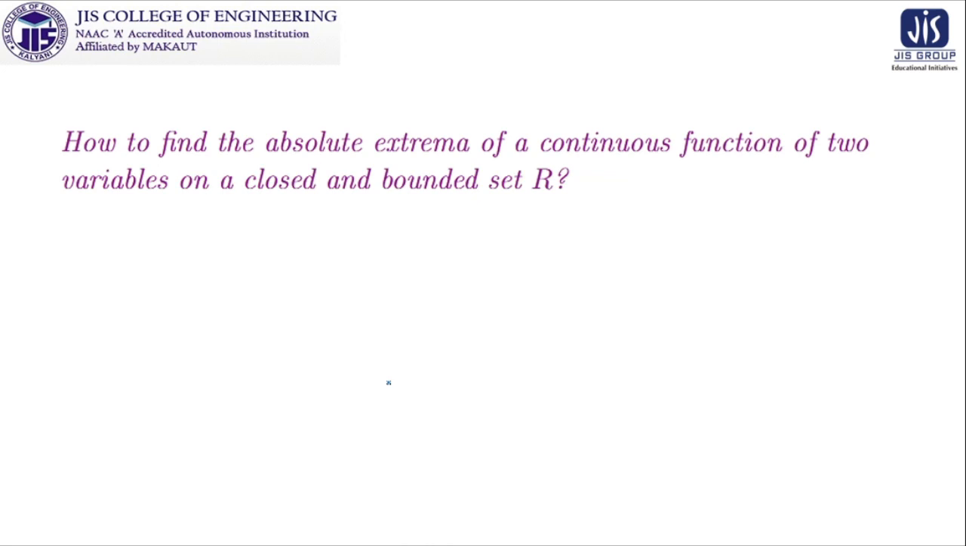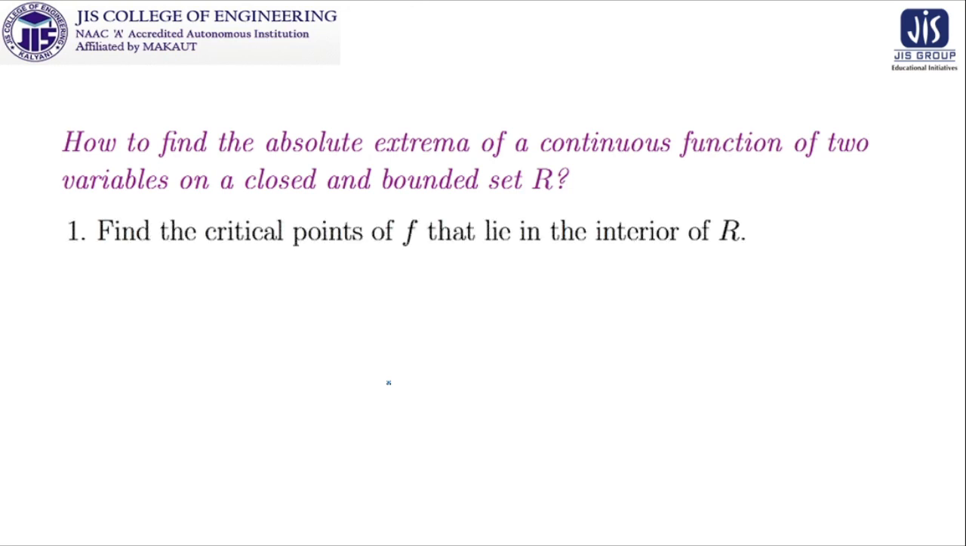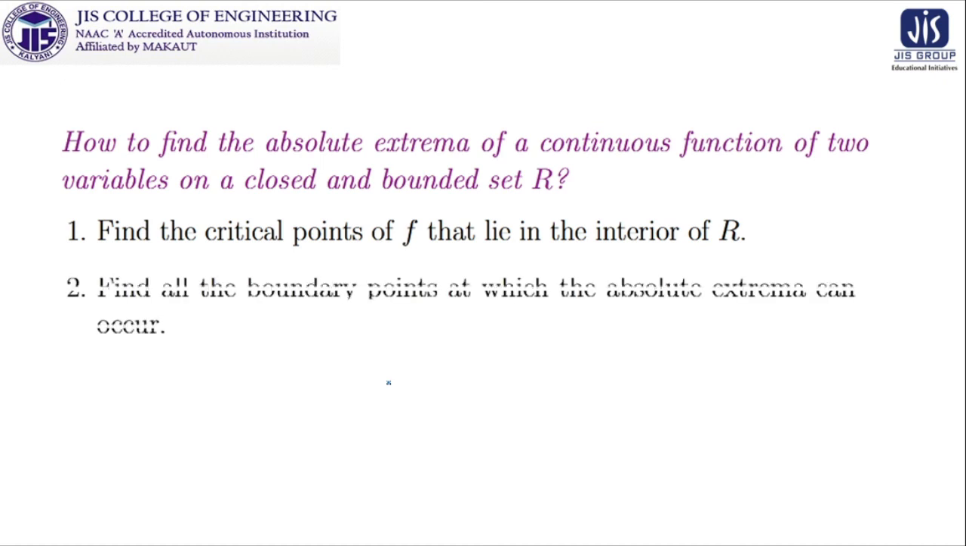Now we are proceeding further. After getting the concept of finding relative maxima or relative minima, how to find absolute maxima or absolute minima, that means absolute extrema, for a continuous function of two variables? Simple. Find the critical points of f that lie in the interior of R. We can find it out. After that, the boundary points at which the absolute extrema can occur, because boundary points we have to check.